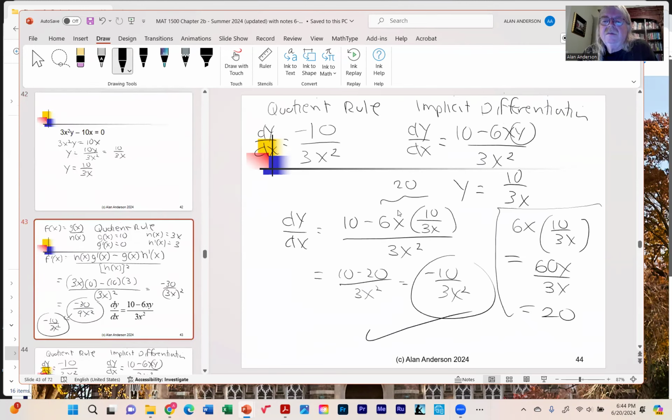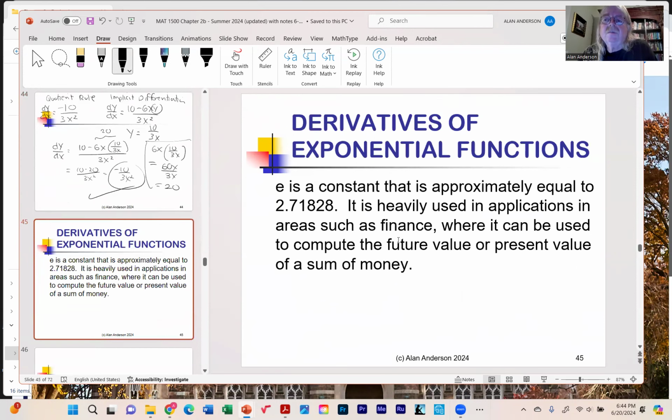All right, now let's go on to the next one. Now, these are much, much more straightforward by comparison. The derivatives of exponential functions and logarithmic functions. So e, of course, is approximately equal to 2.71828. And we will see it quite often in fields like finance, where we're trying to calculate how much a sum of money will be worth in the future, for example. It's a very useful concept.